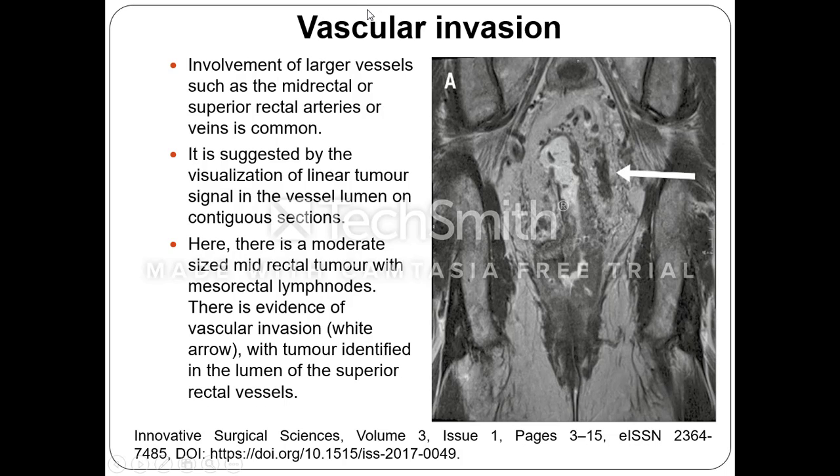Vascular invasion of the tumor. Involvement of larger vessels like the mid-rectal or superior rectal arteries and veins is common and easily identified on MR images. It is suggested by visualization of a linear tumor signal in the lumen of vessel on contiguous sections. In this case, we see a moderate sized mid-rectal carcinoma with multiple mesorectal lymph nodes and a linear tumor signal within superior rectal vessel. This is vascular invasion of the tumor.